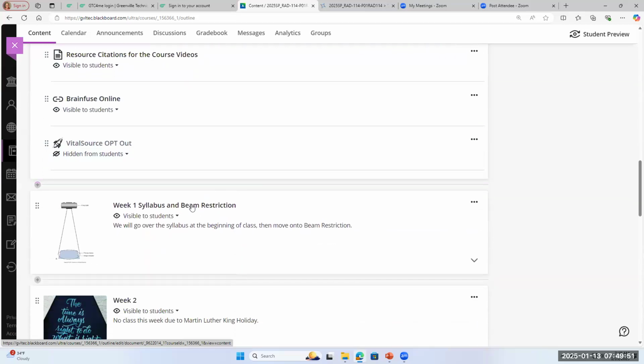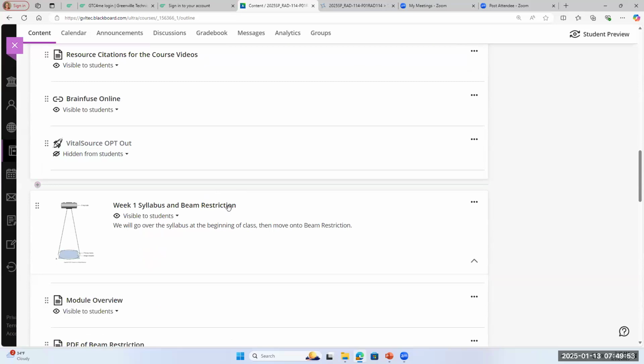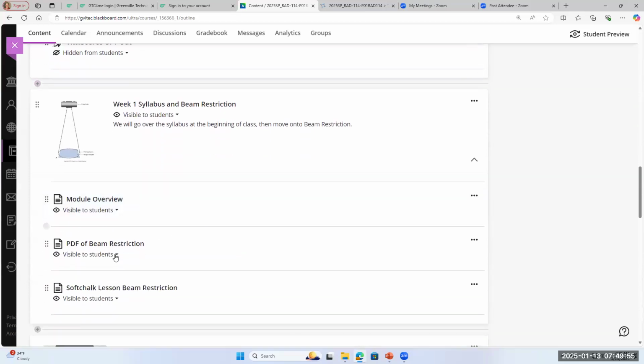Okay, and so week 1, we are going to pick up with beam restrictions. So you can see here's a PDF of it. There's an optional SoftChalk lesson if you want to do it. Again, that's not anything that's required. It's just extra material for you to have. I am so sorry. I haven't talked like this for a couple weeks now, so I've got to get back in the groove here.